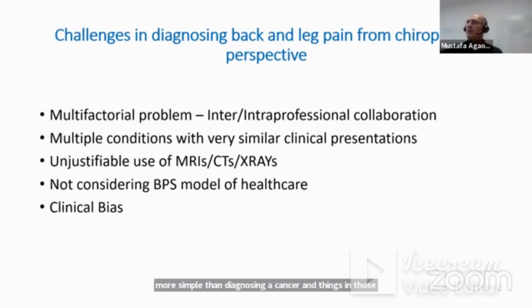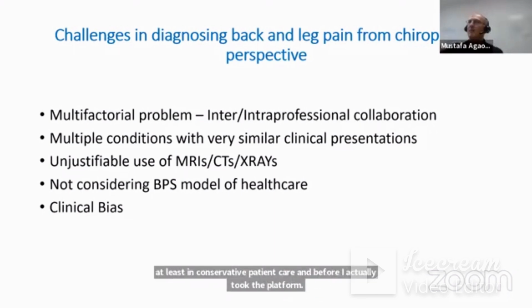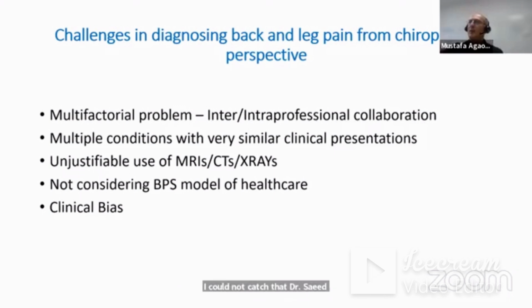But I think we may be taking it to a point where we're undermining its complexity, and having unjustifiable or medically unjustifiable use of advanced diagnostics. And at least in conservative patient care, and before I actually took the platform, I could not catch that Dr. Saeed. He actually touched upon it from a medical legal perspective.